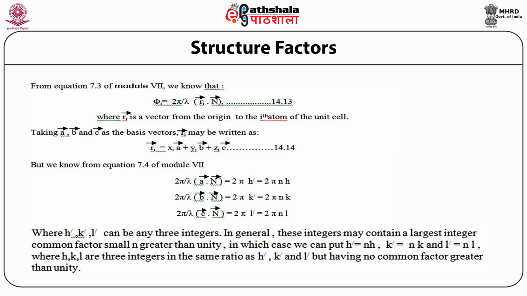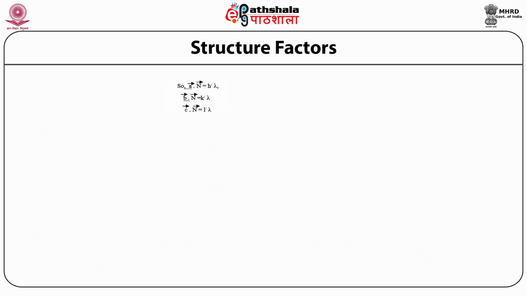In general, these integers may contain a largest integer common factor, small n greater than unity, in which case we can put H prime equal to nH, K prime equal to nK, and L prime equal to nL, where H, K, L are three integers in the same ratio as H prime, K prime, and L prime, but having no common factor greater than unity. So, dot product of a vector and capital N vector equal to H prime lambda. Similarly, dot product of b vector and capital N vector equal to K prime lambda. c vector dot N vector is equal to L prime lambda.